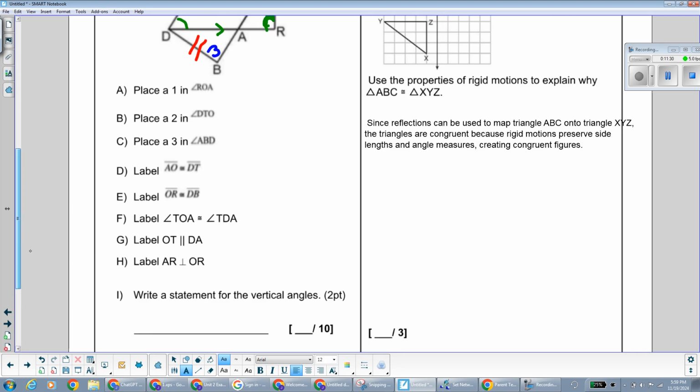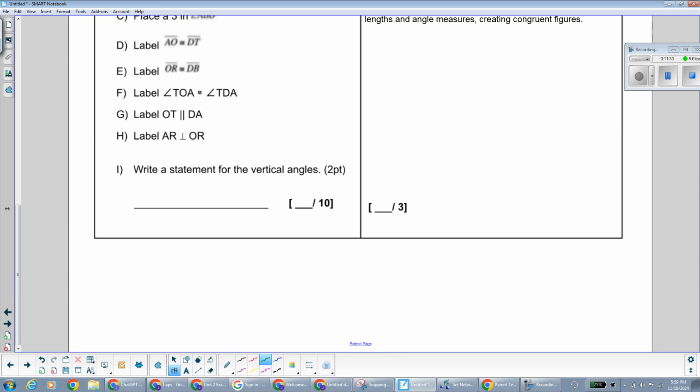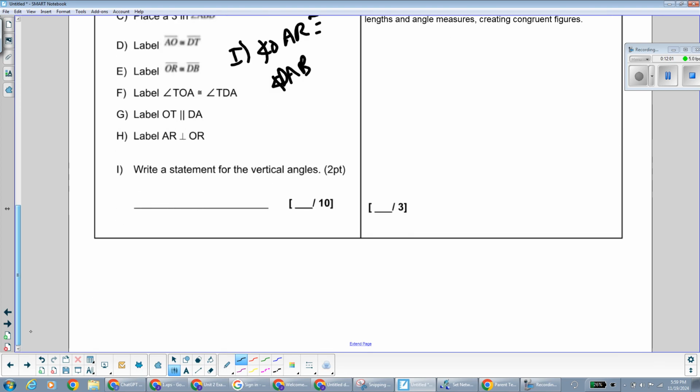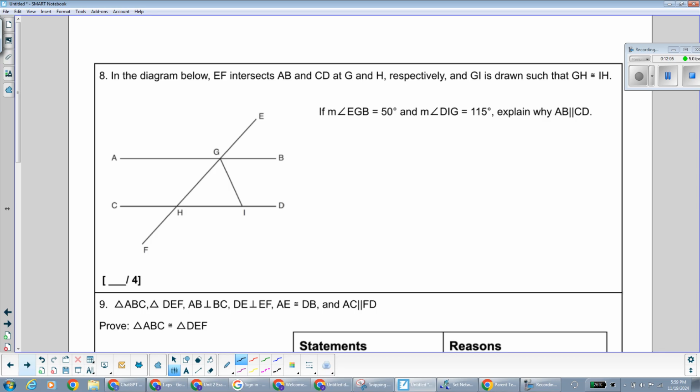Oh, for this one, I forgot the vertical angles. I didn't see that on my screen because I can't view it all at once. So let me do that now. Here's a pair of vertical angles. So for the vertical angles, you could say angle OAR is congruent to angle DAB because that's a pair of vertical angles here. You could have also said angle DAO and angle BAR. That also would have worked in this situation. Those are two congruent vertical angles. Vertical angles are always congruent to each other.